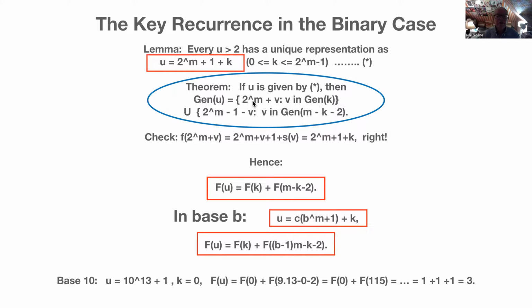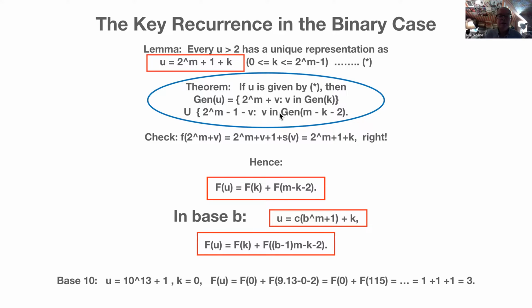And you can check that if you take any of these numbers and apply the operation of taking number plus sum of digits, you get 2^(m+1) + k. If you took, for instance, a number in this class, 2^m + v, the sum of its digits is s(v), which by definition is k, because it's a generator of k. So what we get is 2^m + v + 1 + s(v). The 1 comes from the power of 2. So this gives 2^(m+1) + k, which is what we wanted.